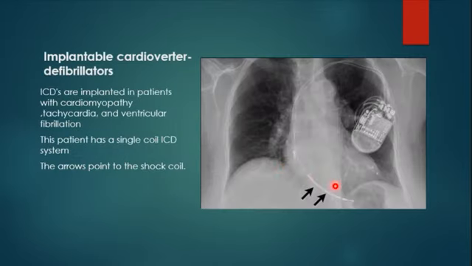This is another example. They just said that this has a single coil ICD system. This is for shocking, doesn't matter for us. The important thing is to look at the wires, whether they are in position, and whether there is any filling defect or discontinuity.